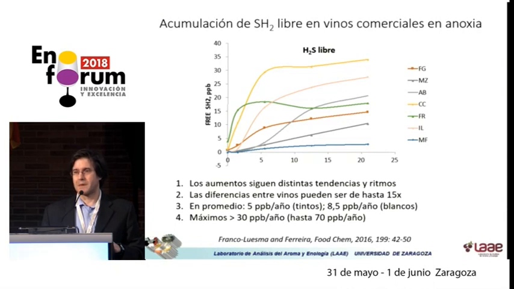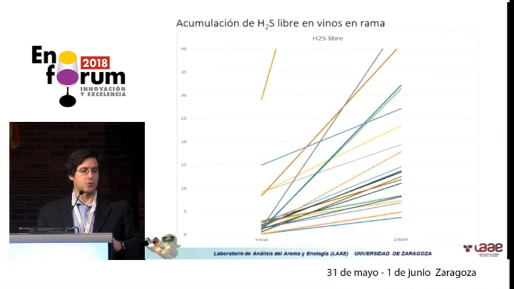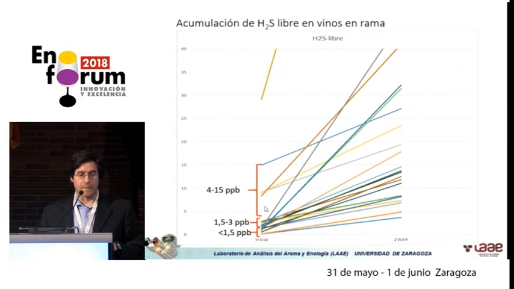As for maximum levels, we have found some wines with 30 ppb per year and some wines with problems that were producing up to 70 ppb per year. This is an accelerated process. This is the initial content, and this is the content that we expect this wine to have in a year's time. See that here we have a family of wines that did not present apparently any problems. Some of them had been treated. They were having less than 1.5 parts per billion. Some other wines with light problems, some other wines with more serious problems, and here are some wines with very serious problems.